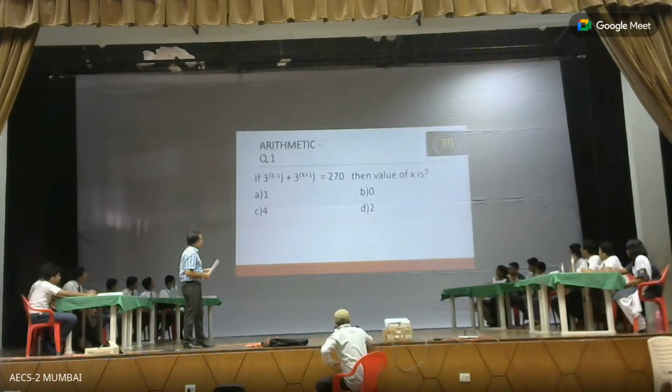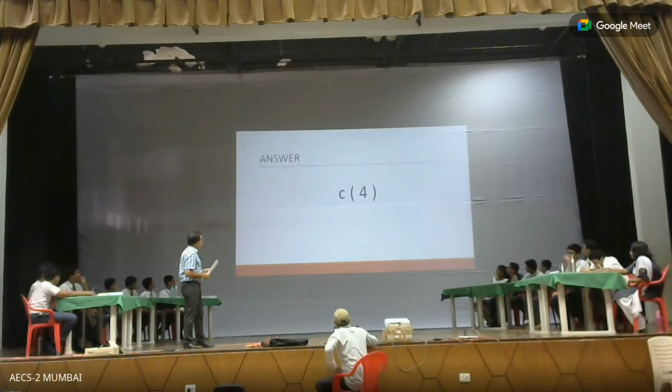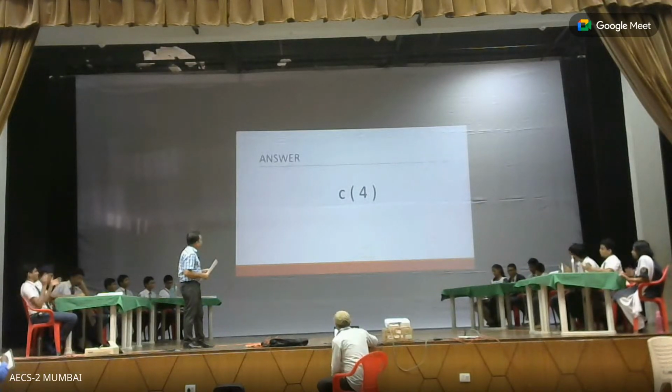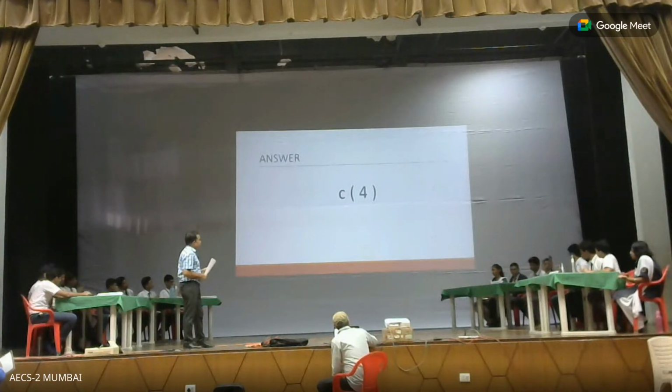Option C, 4. Can we have the answer? Option C, 4 is the right answer. Please clap. Shakuntala team gets plus 10 marks.